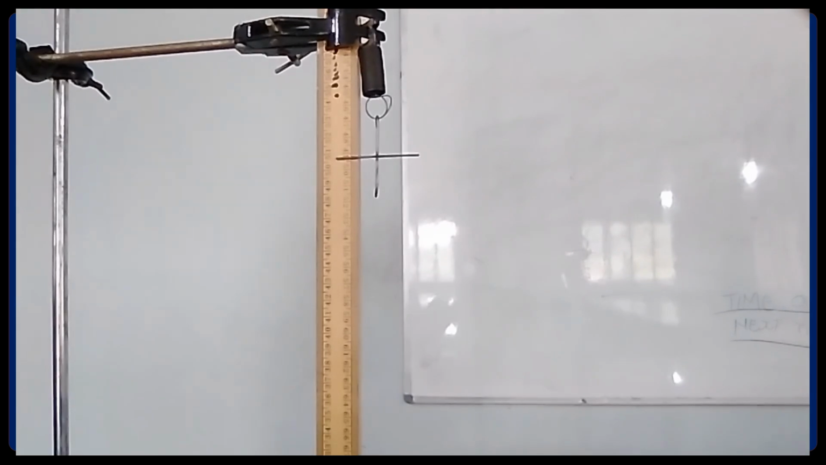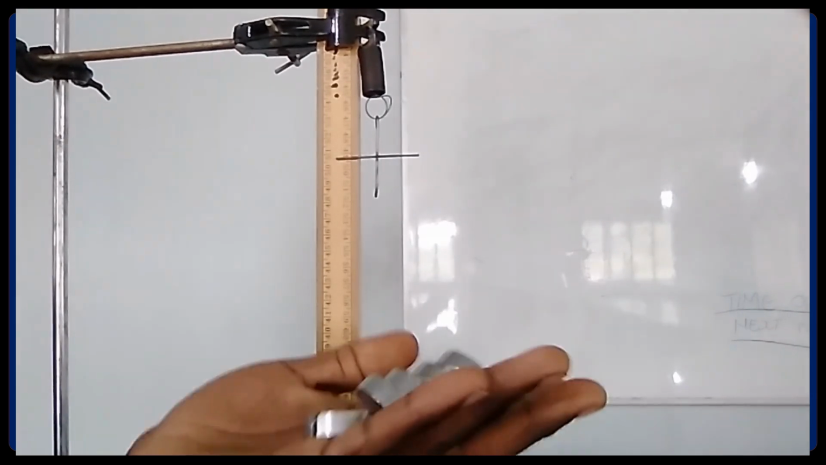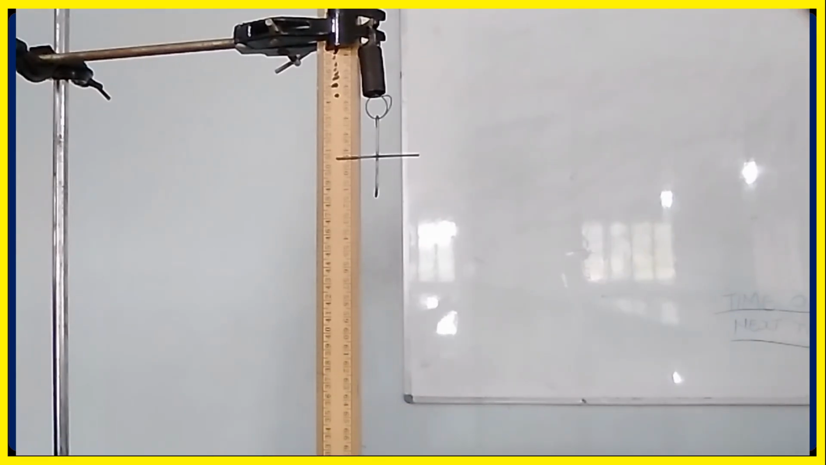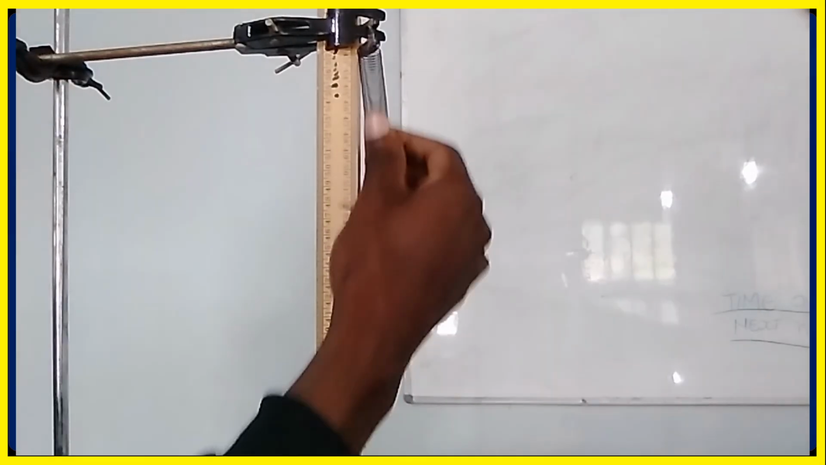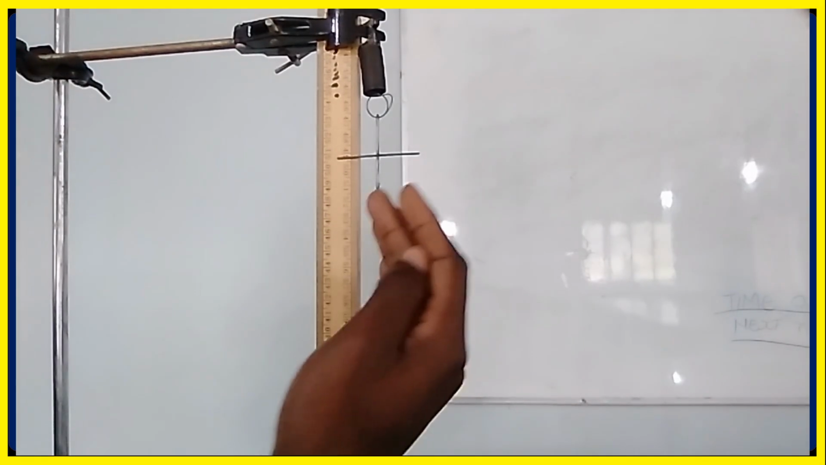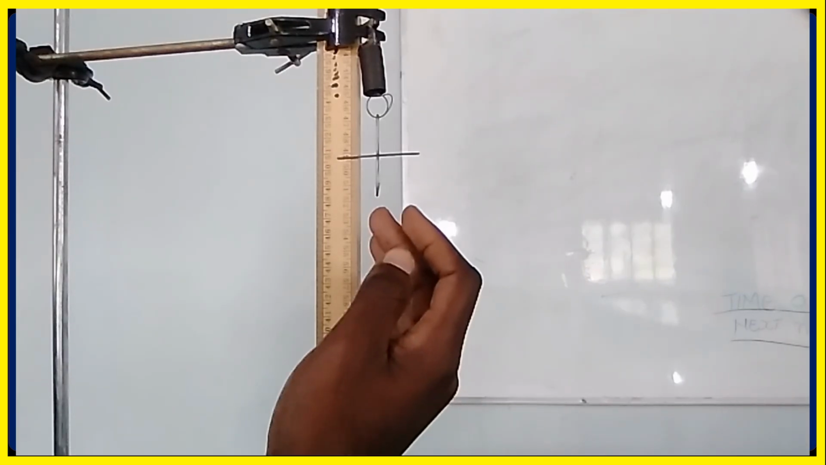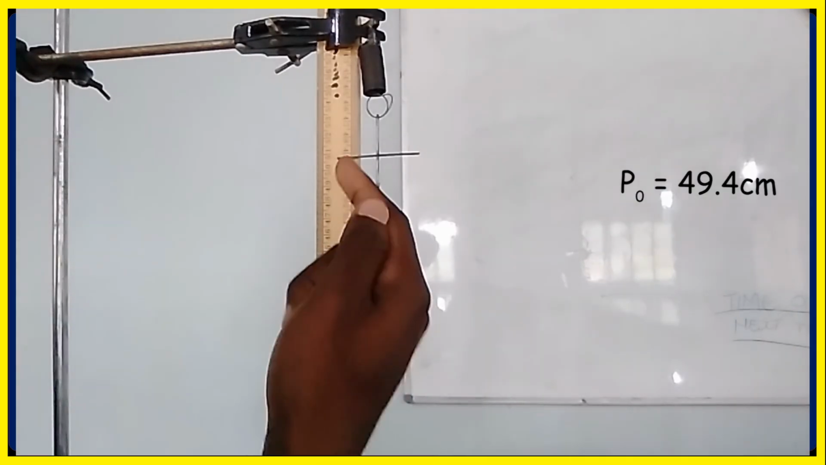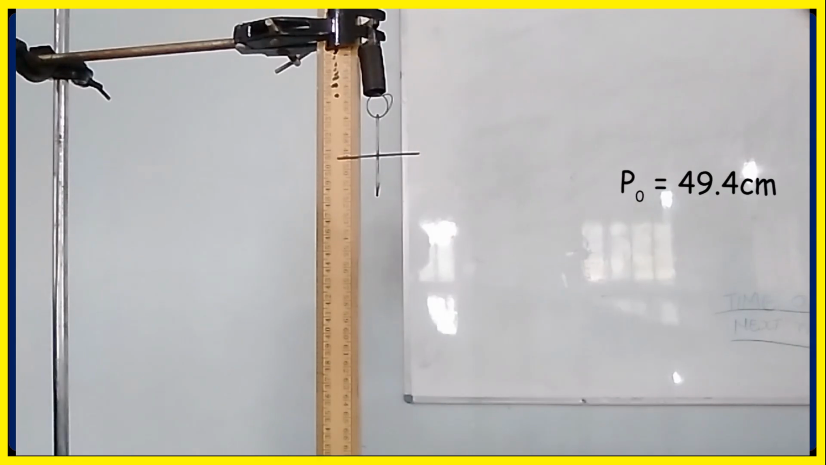Continuing on, I'm having the 6 masses of 50 grams, and I'm having the spring, the meter rule, and then the stand. When I set up the apparatus, my initial position of the pointer is at 49.4. I'll note that somewhere.